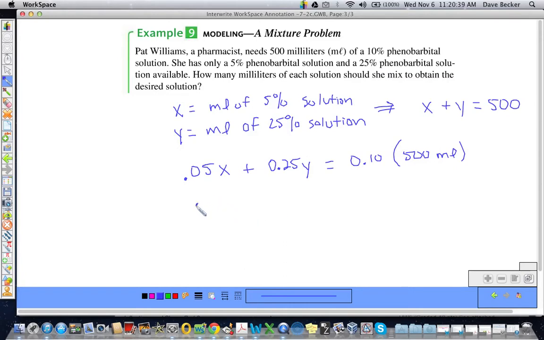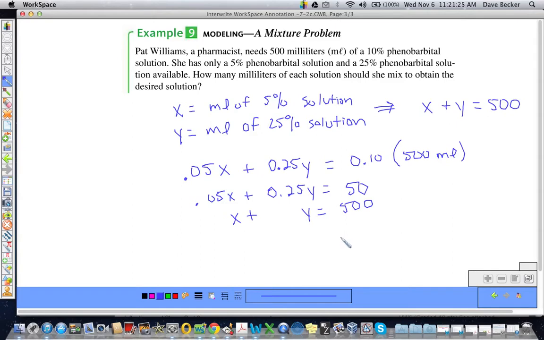Okay, so let's clean this up a little bit. So we have 0.05x plus 0.25y, and that is equal to 0.10 times 500, which is 50. And so now I have another equation. I have this equation and I have this equation. So I'm going to move this equation down here below: X plus Y has to equal 500. And so what do I need to do to solve this with elimination, I'm sorry, with the addition method?